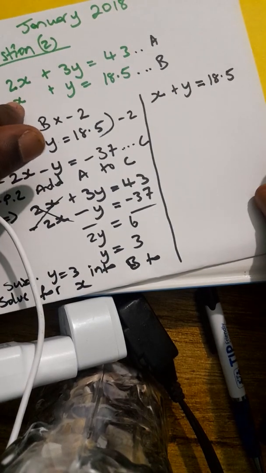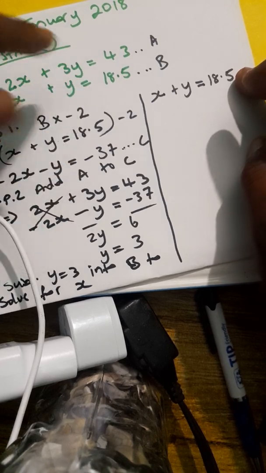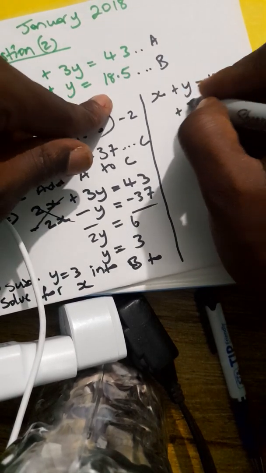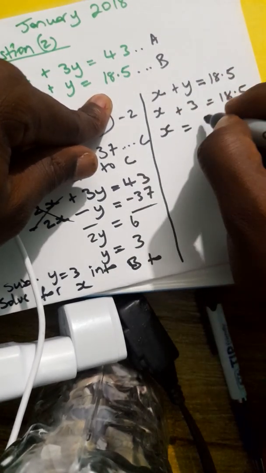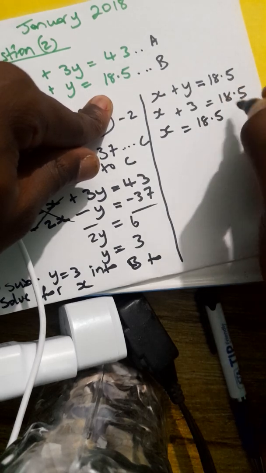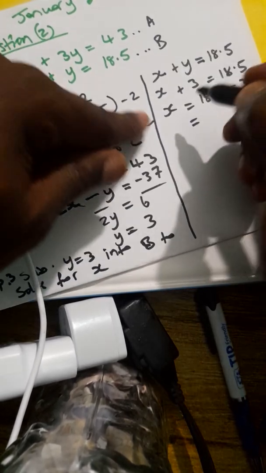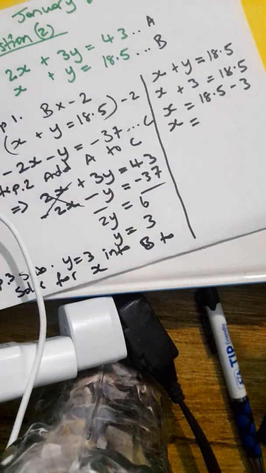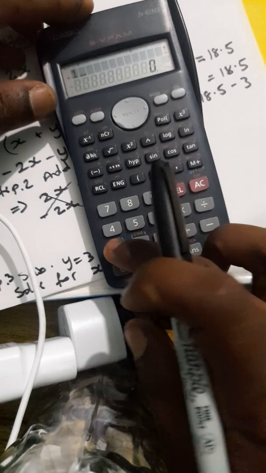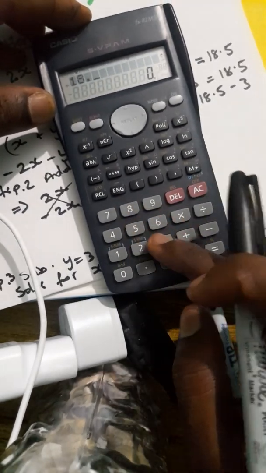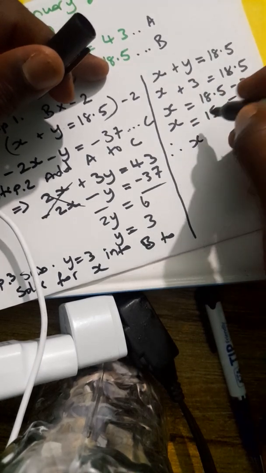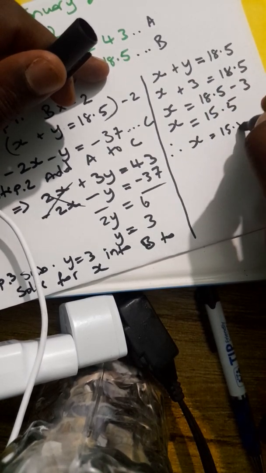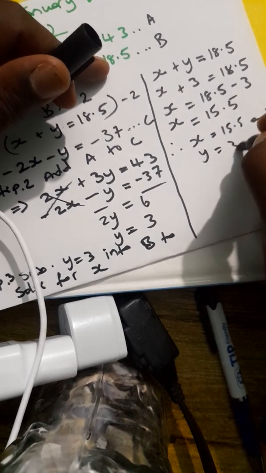And as I said, watch the decimal. What did we get for y? We got 3 for y, and this is x. This is 18.5. So x equals 18.5 minus 3. x equals what now? Let me draw from my calculator. It doesn't make sense to use my head and try to do this. 15.5. So that is 15.5. Therefore, x equals 15.5 and y equals 3.